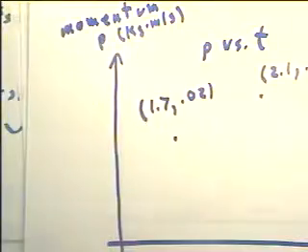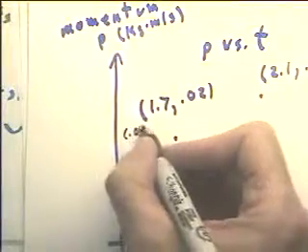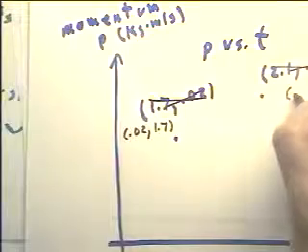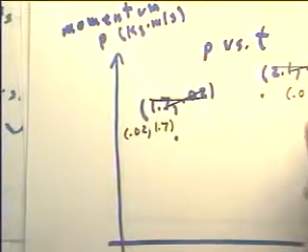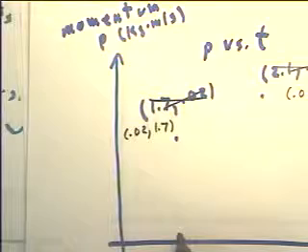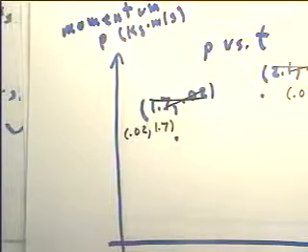I've reversed these coordinates and I'm going to have to fix that. This should be 0.02, 1.7, and we'll cross that out, and this should be 0.05, 2.1. Sorry, now we have a momentum of 1.7 kilogram meters per second at a clock time of 0.02 seconds and a momentum of 2.1 kilogram meters per second at a clock time of 0.05 seconds.